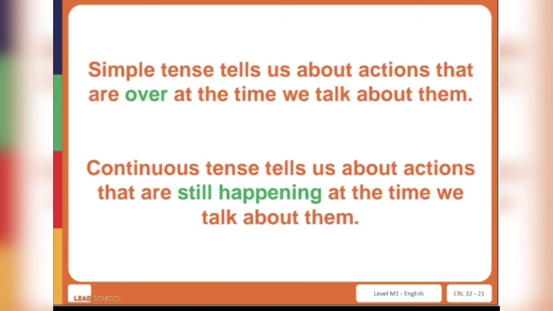Simple tense tells us about the actions which are already over at the time when we are talking about them. But continuous tense, it tells us about the action which is still going on or happening at the time when we are talking about them.